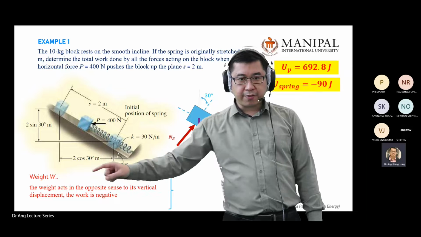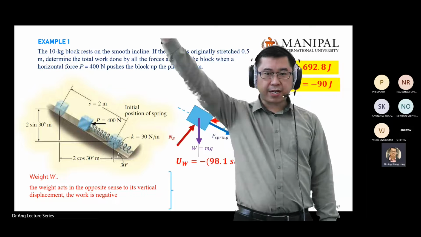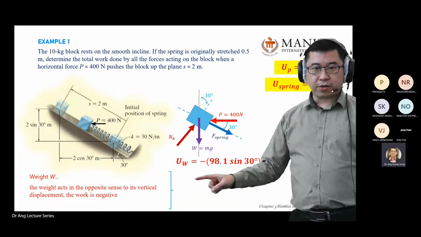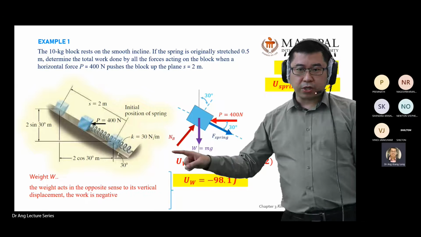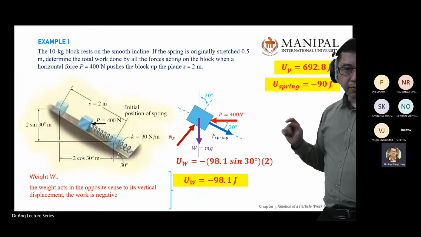Why negative? Because our positive axis is always going up. So you use the equation, U_W equal to minus W delta Y.